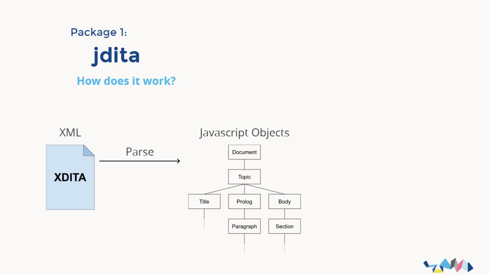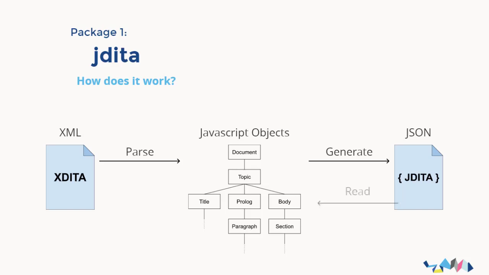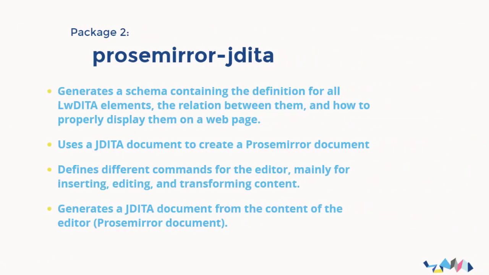Each JData object can generate its own JData representation, which includes the JData representation of its whole subtree. So, by generating the document node's JData, you will get a JData representation of the whole document, and that's the package's main job. Alternatively, the package can also reverse the operation. It will read a JData document, create a set of JData objects from it, and then serialize them into an XData document. As for the second package, browse mirror JData, it allows editing JData documents.